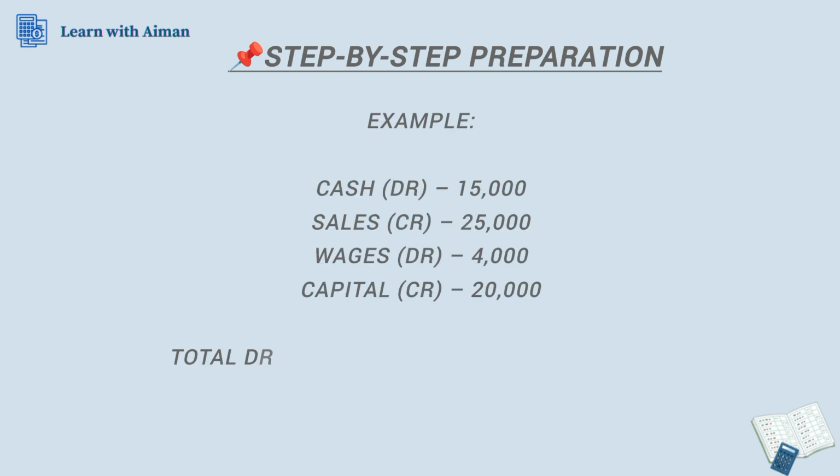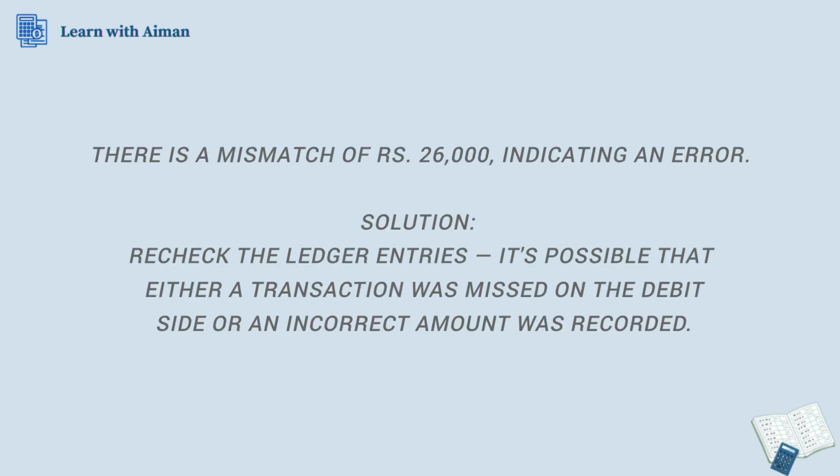Example: cash is debit, sales is credit, wages is debit, and capital is credit. Total debit amount is 19,000 while total credit amount is 45,000. It's an error. There is a mismatch of rupees 20,000 indicating an error. So the solution: recheck the ledger entries. It's possible that either a transaction was missed on the debit side or an incorrect amount was recorded.